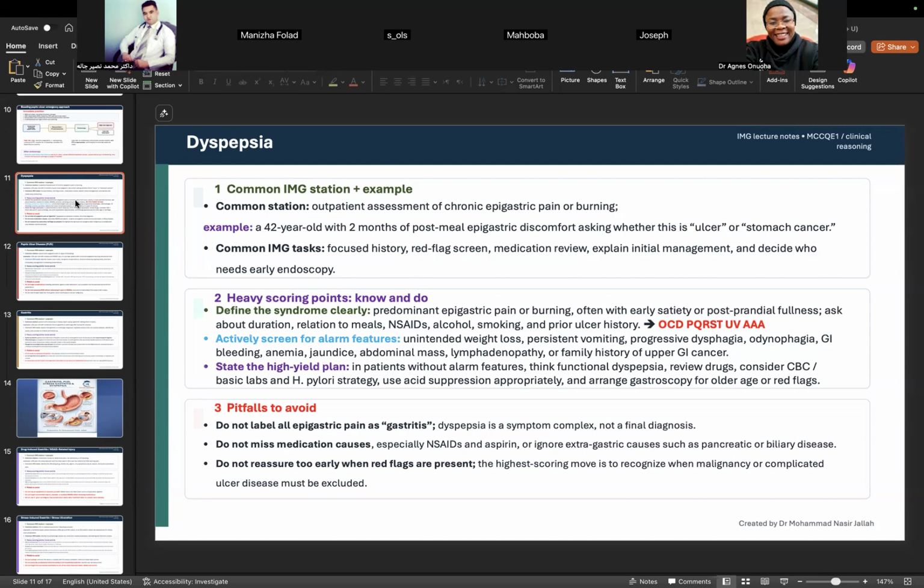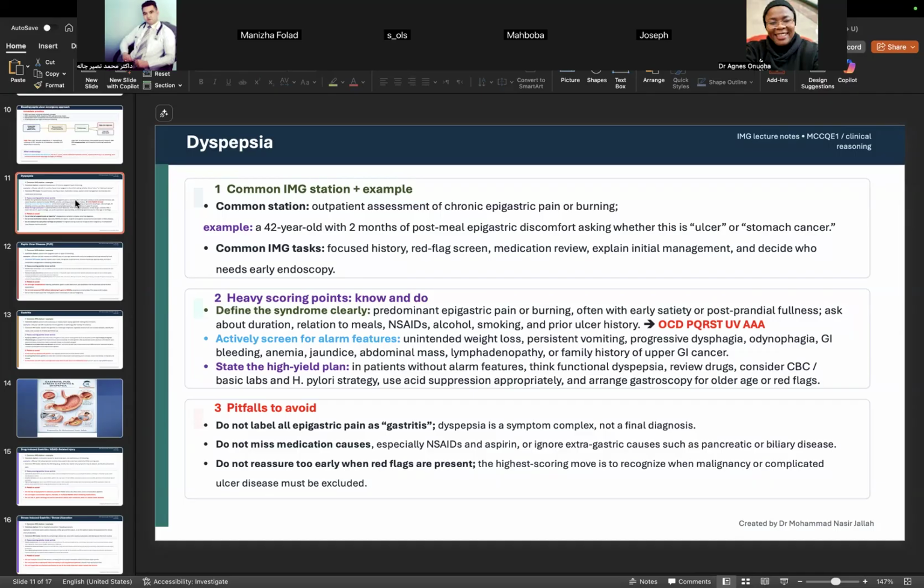So common IMG tasks: take a focused history, red flags screening, medication review. Do not forget about medication. Explain initial management. Decide who needs early endoscopy. It means that we do not have to use endoscopy for everyone unless the patient has alarming signs and symptoms. So this is what the examiner expects you to know. Now, heavy scoring points, when you're doing this, what are those points that secure you a lot of score?